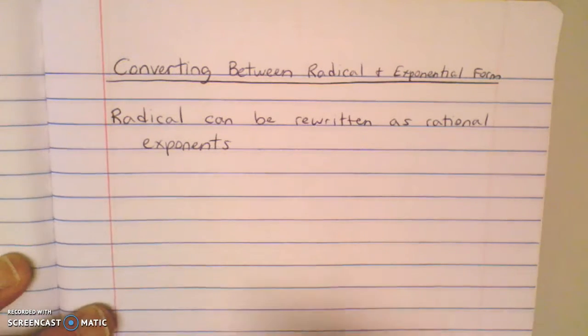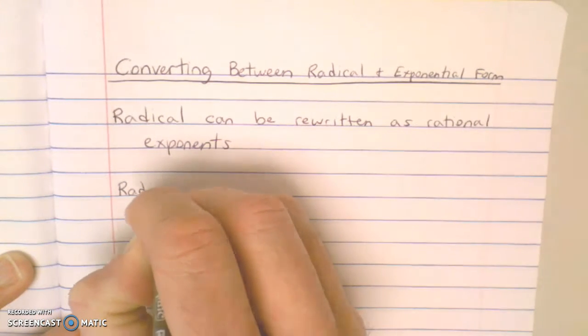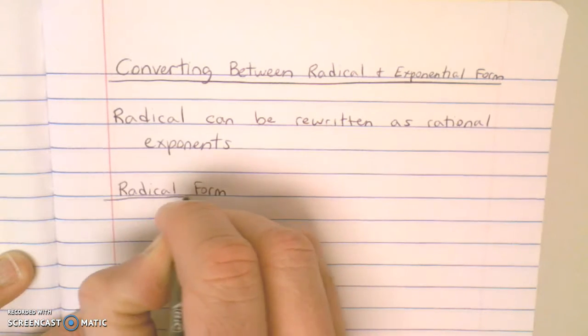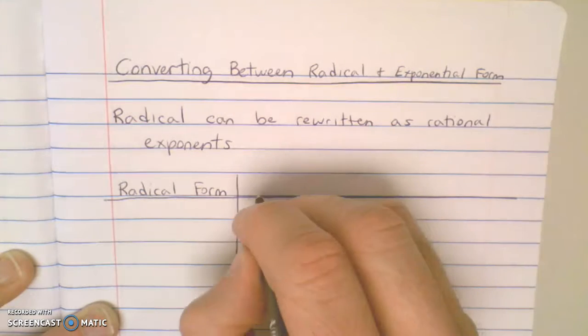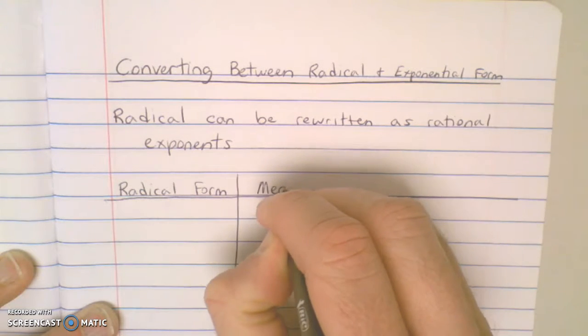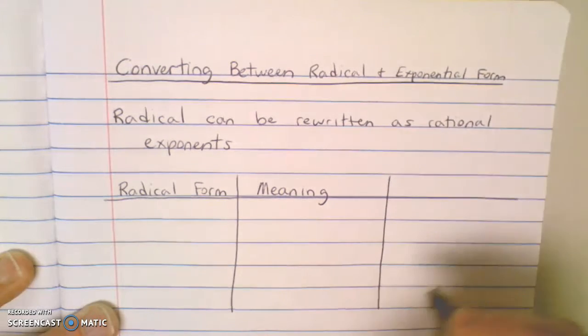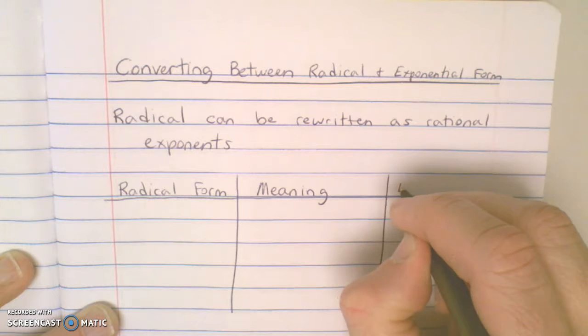So we're going to make a little table here. We've got radical form, which you're used to seeing. We're going to describe what it means. And then we have exponential form.